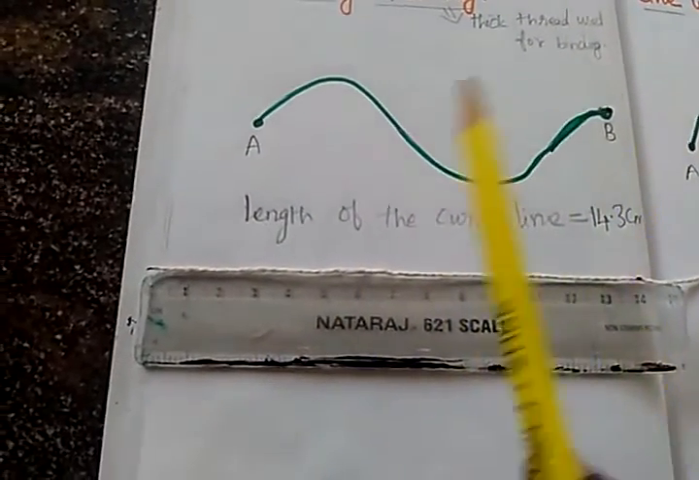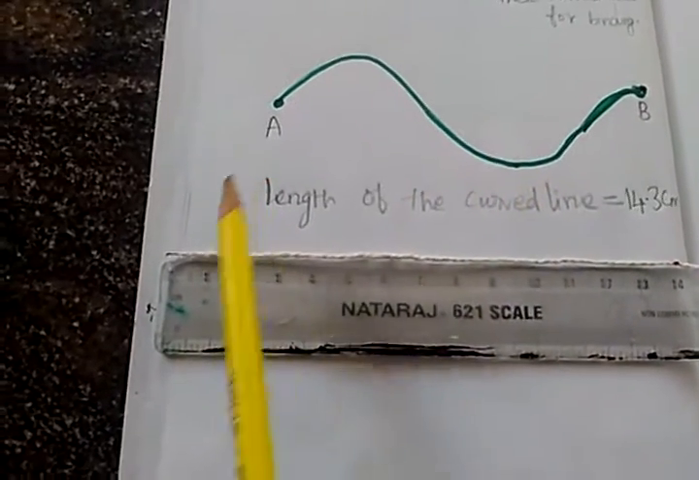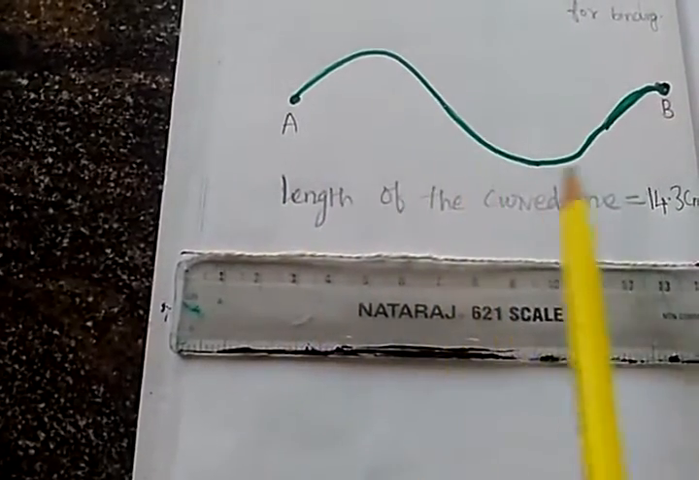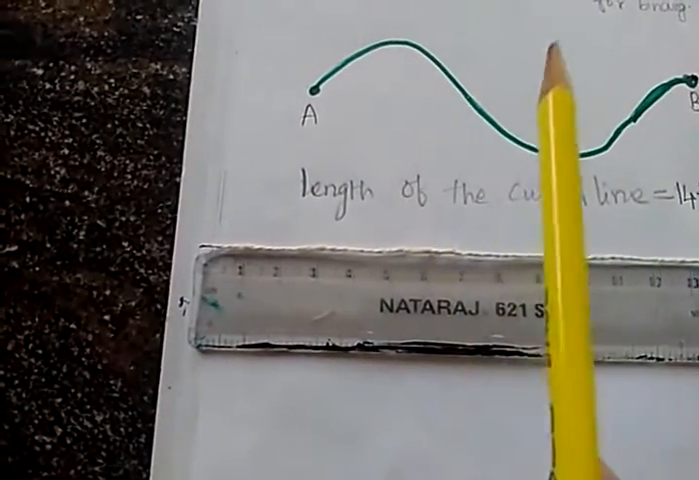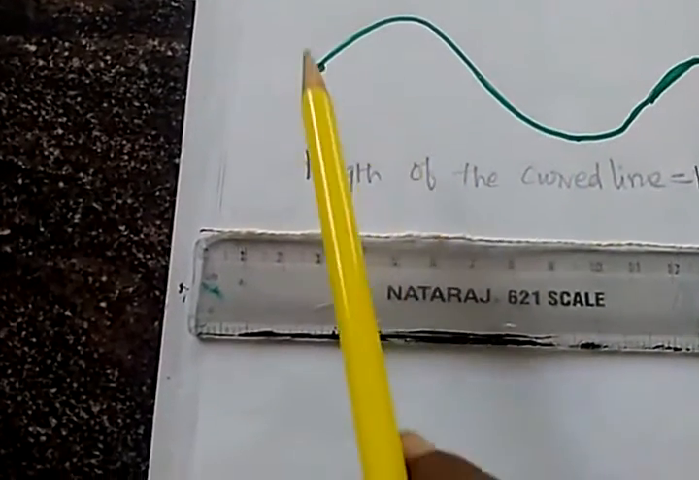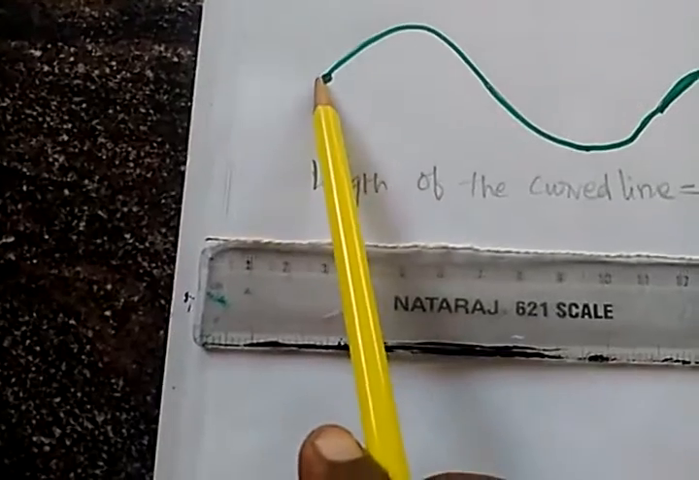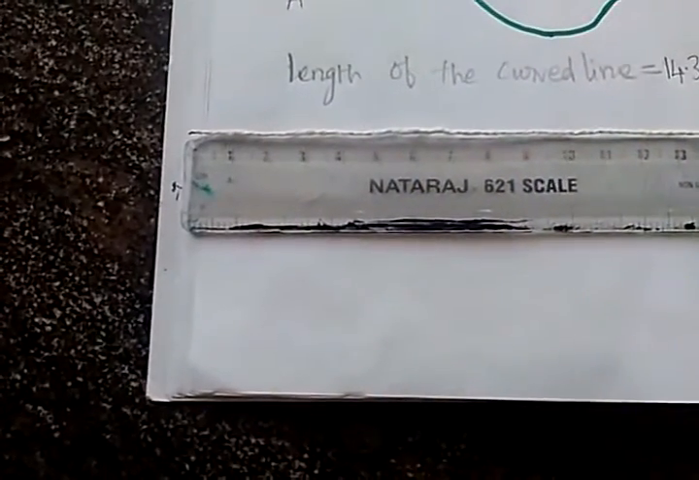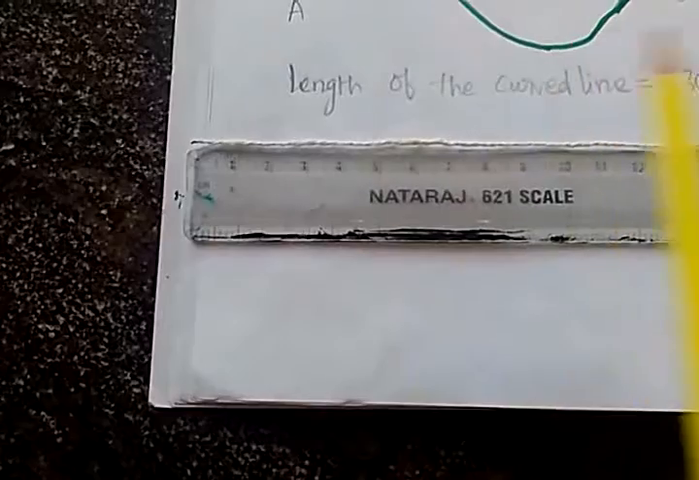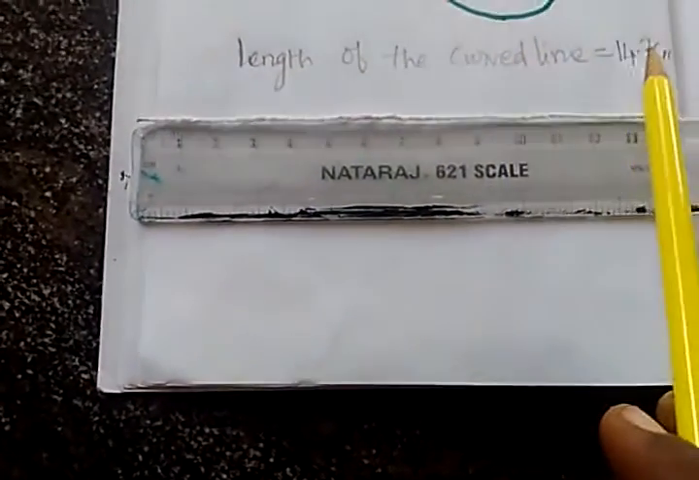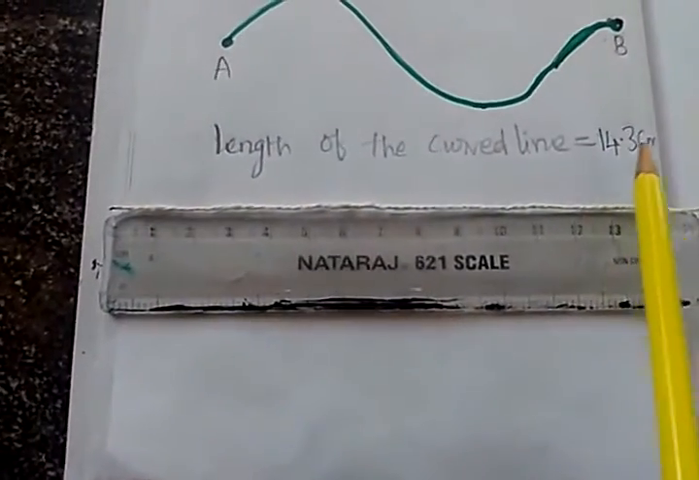To find the length of the curved line using string: first, we draw a curved line AB on a paper and place a string along the curved line. Make sure that the string covers every bit of the curved line. Then mark the points where the curved line begins and ends on the string. Now stretch the string along the meter scale and measure the distance between the two markings. Finally, the length of the curved line is 14.3 centimeter.